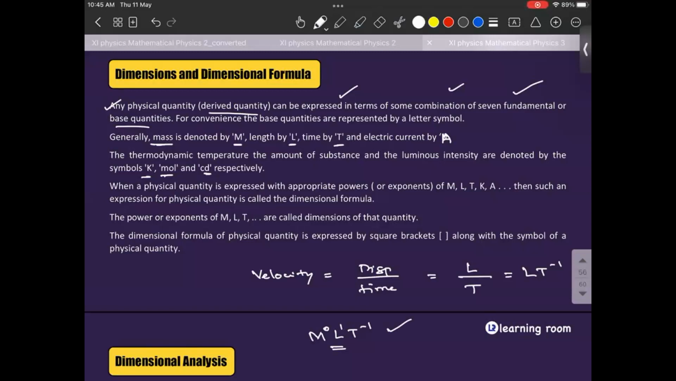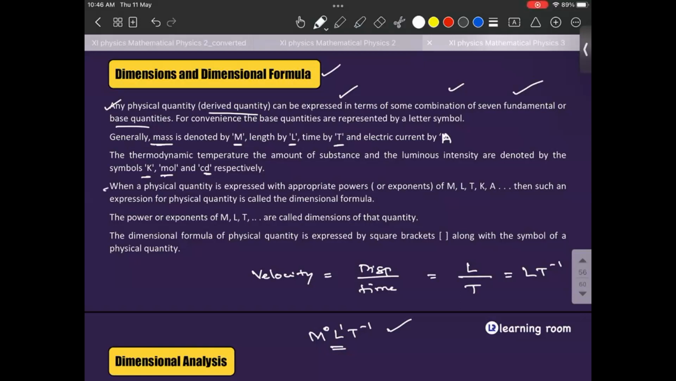Okay, this is what is called the dimensional formula. And those powers, 0, 1, minus 1, are called the dimensions. That is why the heading is dimensions and dimensional formula. Sir, so dimension is the power of the base, that number. Okay, now I'll give you the definition. Now you will be able to understand.